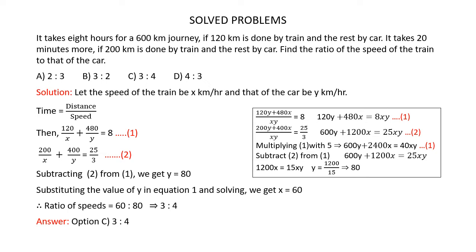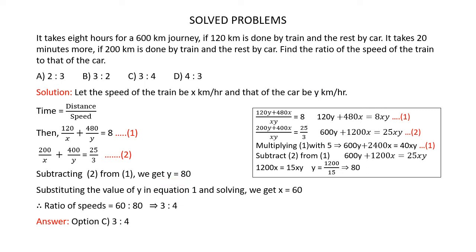Substituting the value of y in equation 1 and solving, we get x is equal to 60. Now we are asked to find the ratio of speed of the train to that of the car. Now speed of the train is x kilometers per hour. So speed of the train is 60 kilometers per hour. Speed of the car is y kilometers per hour and we have found out that y is 80.